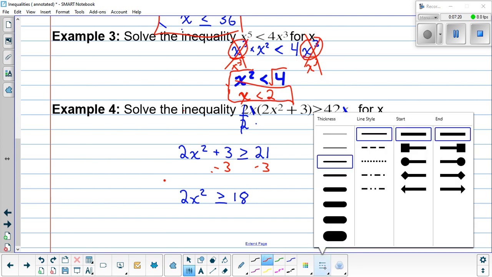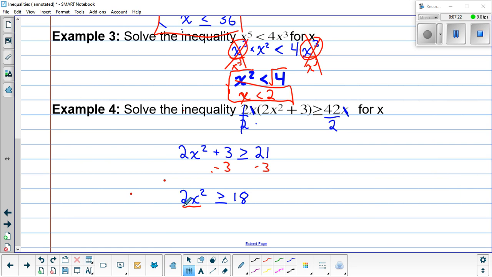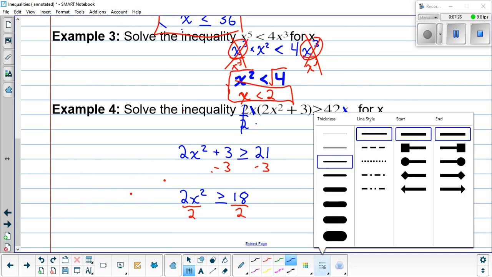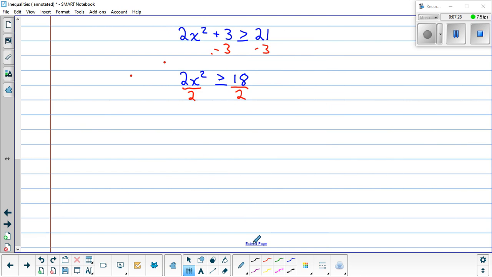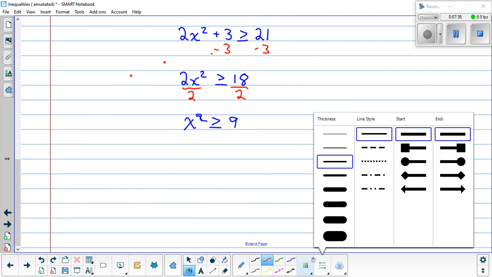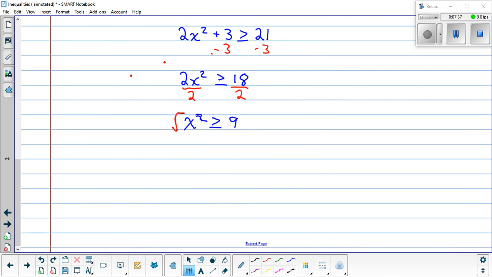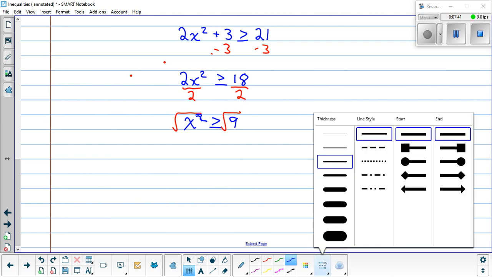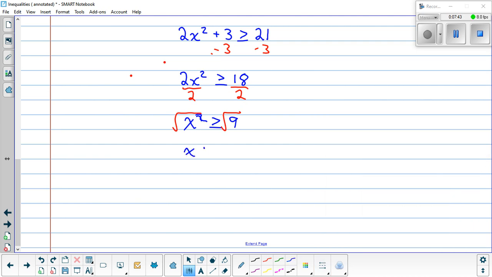We want to get this x squared term by itself. So divide by 2, divide by 2. We are going to have x squared then is greater than or equal to 9. And lastly, the opposite to squaring something is square rooting. So we're going to find that x has to be greater than or equal to 3.